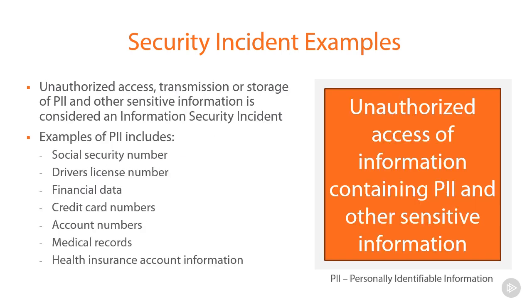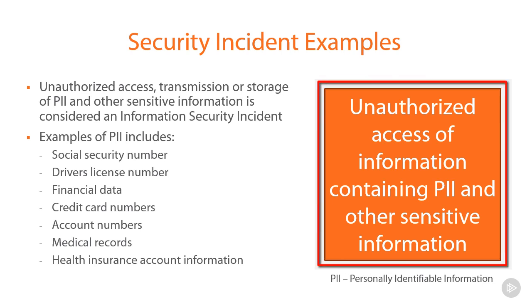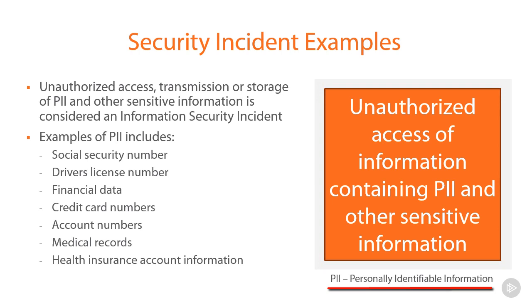Well, what about if somebody gains access to information, and what about if that information happens to be sensitive? Unauthorized access of information containing PII and other sensitive information is a serious security incident. PII stands for personally identifiable information. So, examples of PII includes things like social security numbers, driver's license numbers, financial data, credit card numbers, account numbers, medical records, health insurance account information. These are all PII related pieces of information, and there are more.